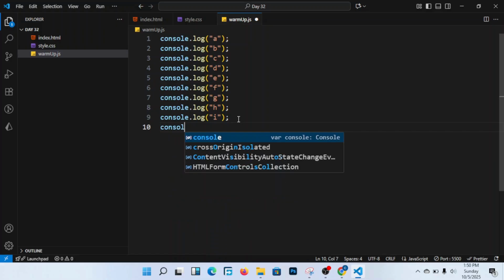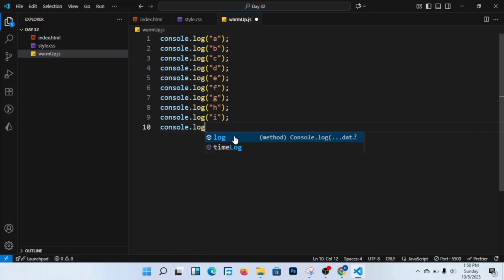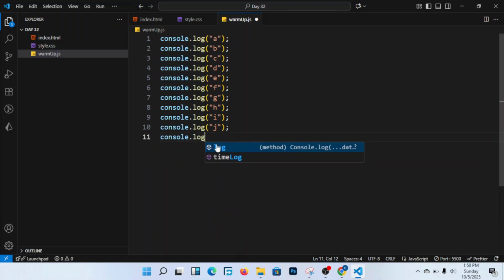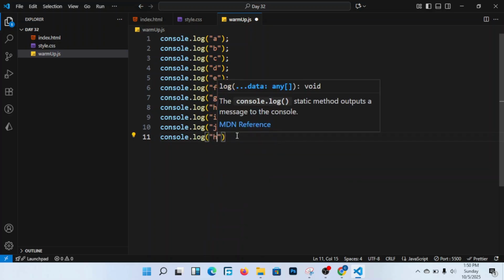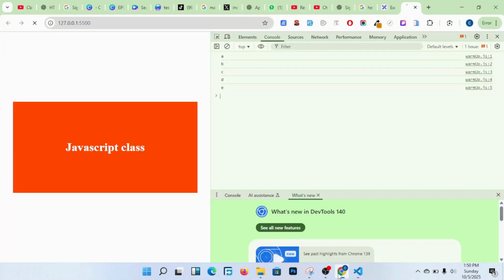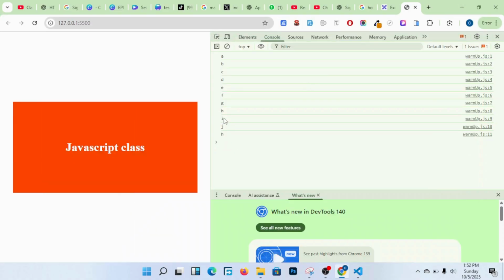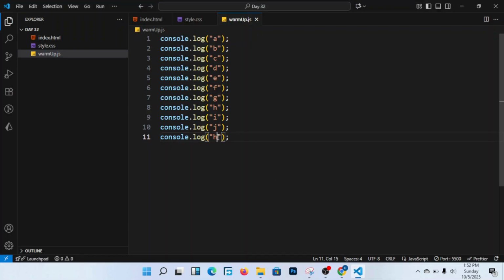Console.log, console.log. A, B, C, D, E, F, G, H, I, J. Members, I hope we are moving, eh? So members, you see, A, B, C, D, E, F, G, H, I, J, K, okay? A, B, C, D, F, G, H, I, J, K, L.